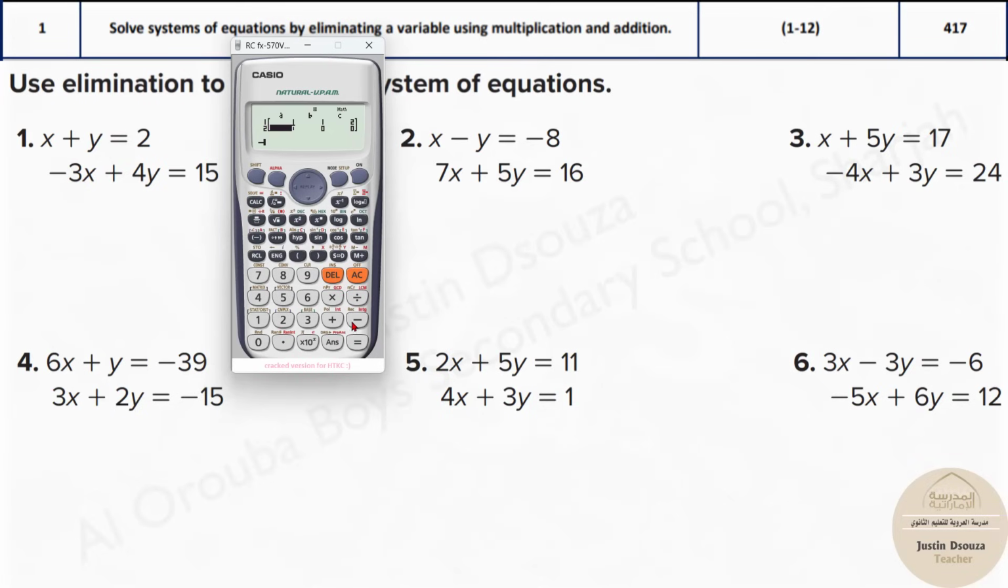Same thing for the next one. It's minus 3, 4, and 15. And here you get the answer, minus 1 and 3. That's the answers. You can solve any problem over here. Let's do the sixth one.